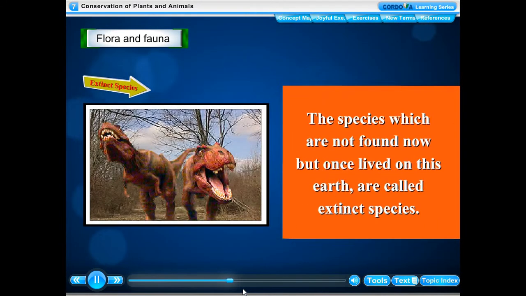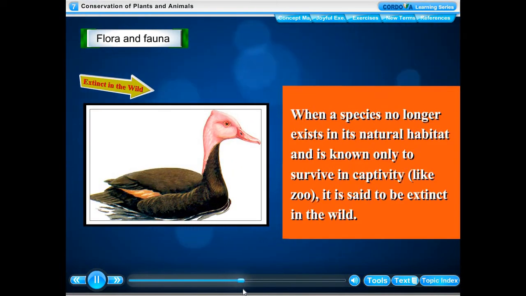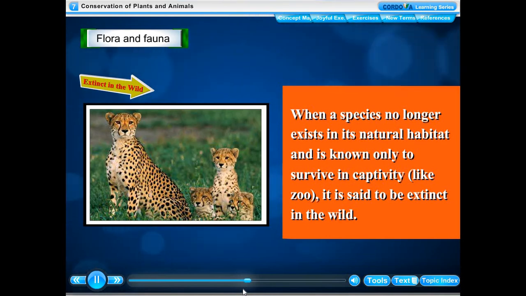Extinct species. The species which are not found now but once lived on this earth are called extinct species. Extinct in the wild. When a species no longer exists in its natural habitat and is known only to survive in captivity, like a zoo, it is said to be extinct in the wild.